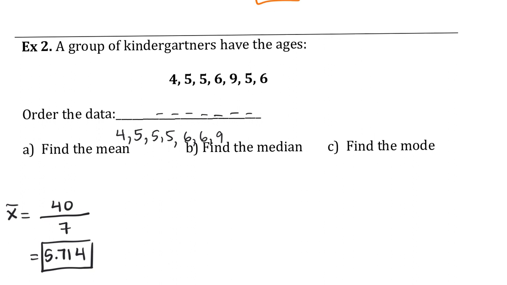Okay, the median is the middle. So 1, 2, 3, 4, 5, 6, 7. I want to find the middle number. There's 7 total, which means if I do 3 on this side and 3 on this side, the exact middle number is going to be this 5. So the median is this 5 because it's in the middle. Okay, the mode is the most repeated number. The most repeated number is 5 because it's repeated 3 times. So B and C have the same answer, but for different reasons.